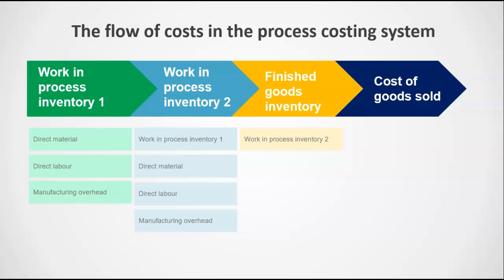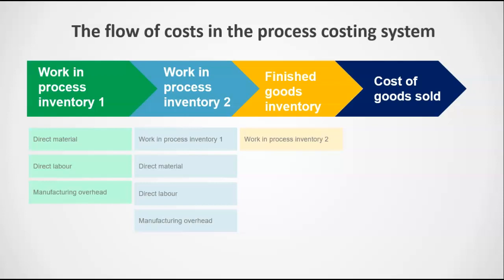The flow of cost information in the process costing system starts with work in process inventory 1, where we include information regarding direct material, direct labor and manufacturing overhead. Once the process is completed in work in process inventory 1, the information of the cost will move to work in process inventory 2. So under work in process inventory 2, we have information regarding work in process inventory 1, direct material, direct labor and manufacturing overhead.